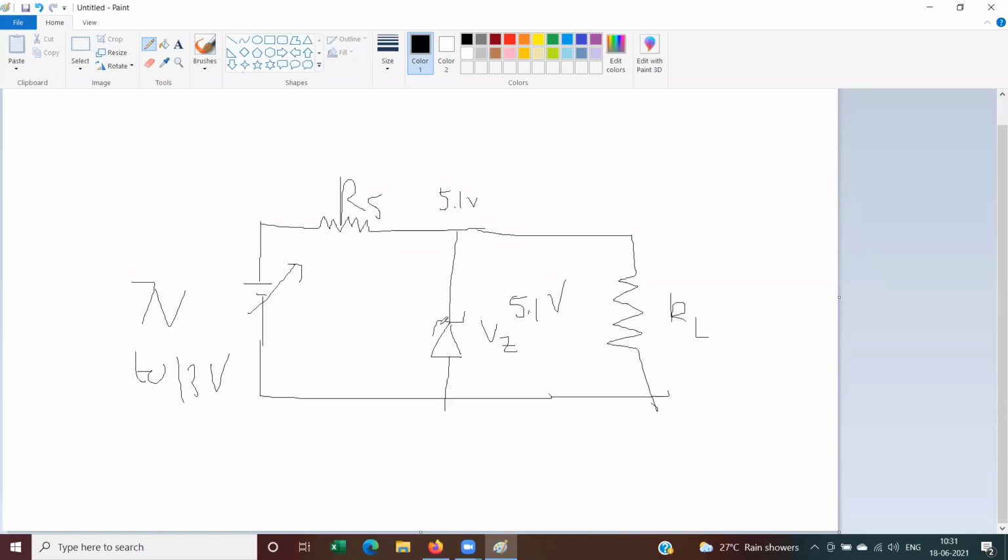Are you there with me? If you don't understand, tell me. I am making this Zener diode operate at this region. So if the voltage increases, this point will move from here to here. Is it okay?